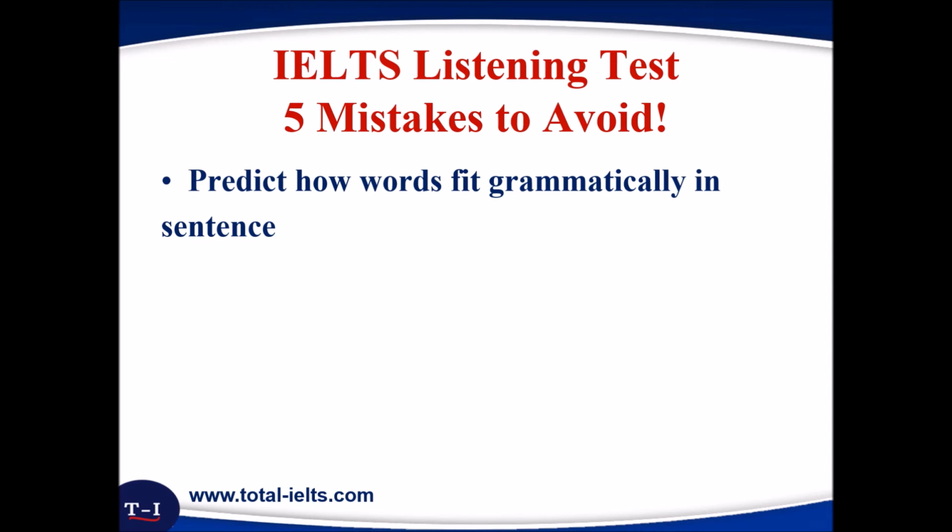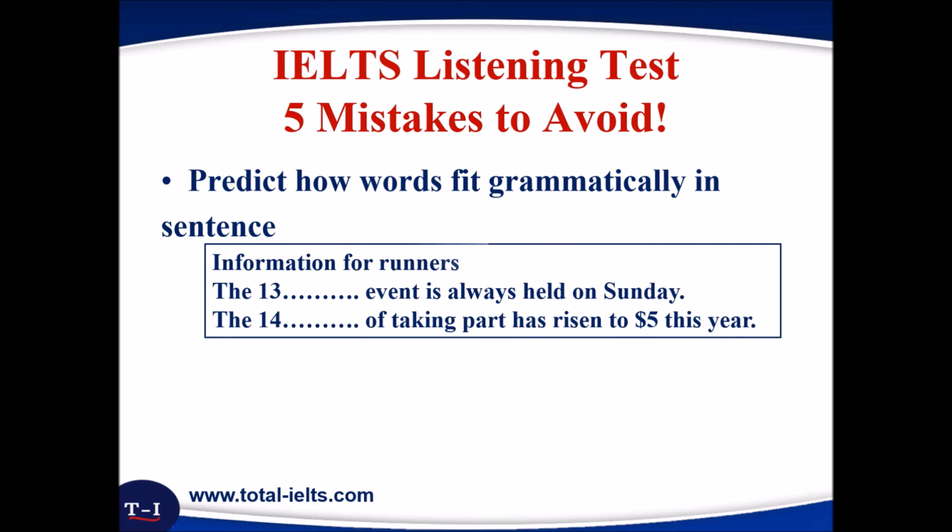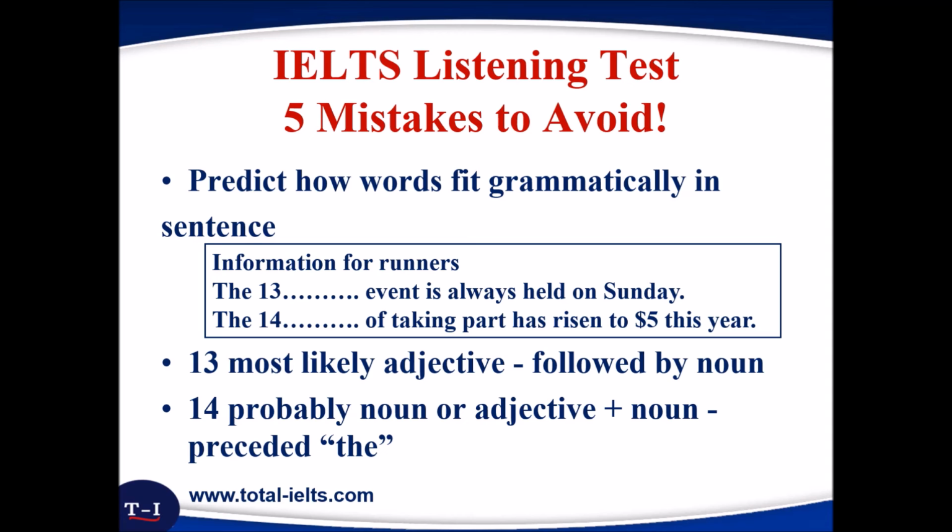You should also try to predict how words will fit grammatically in a sentence. Here, for example, number 13, the something event is always held on Sunday, and 14, the something of taking part has risen to $5 this year. So number 13 is most likely an adjective because it's followed by a noun. And 14 is probably a noun or an adjective plus noun combination because it's preceded by the article the.